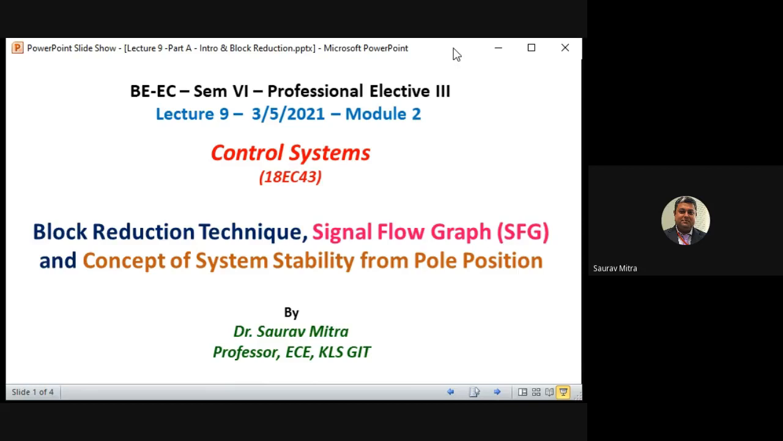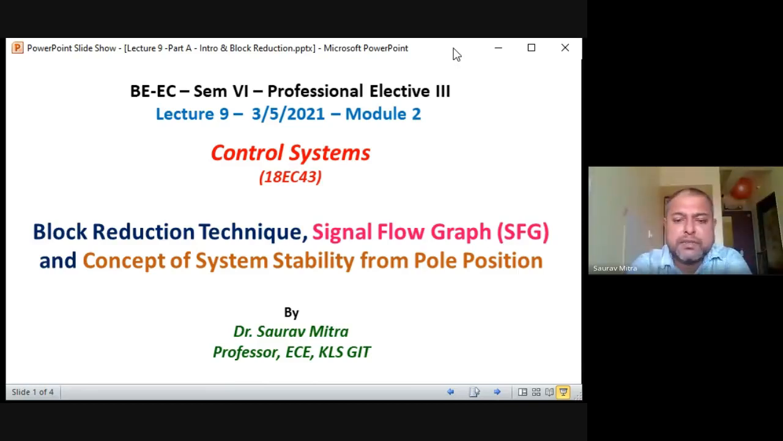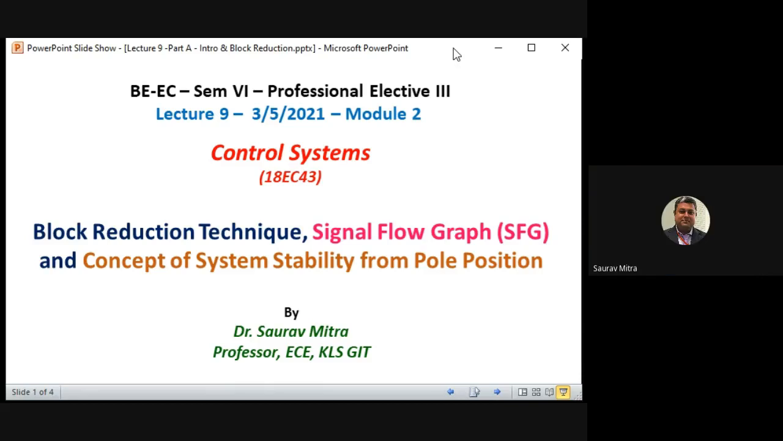So I'm starting with module 2, and module 2 is actually the transfer function finding technique for a given system, by using the block reduction technique as well as the signal flow graph. Using any of the methods, we shall be able to find the transfer function of the system. Whenever we find the transfer function, the denominator equation in S equal to 0 is the system characteristic equation. So from given system to transfer function, denominator equal to 0, characteristic equation.